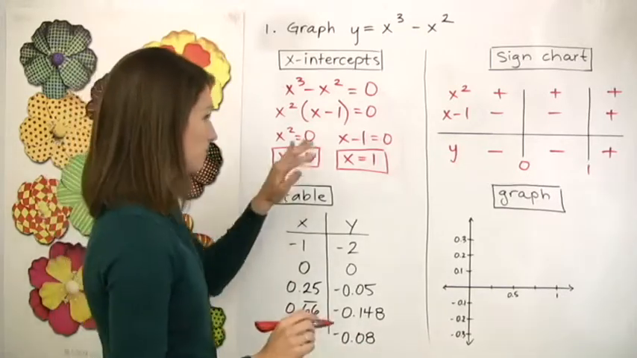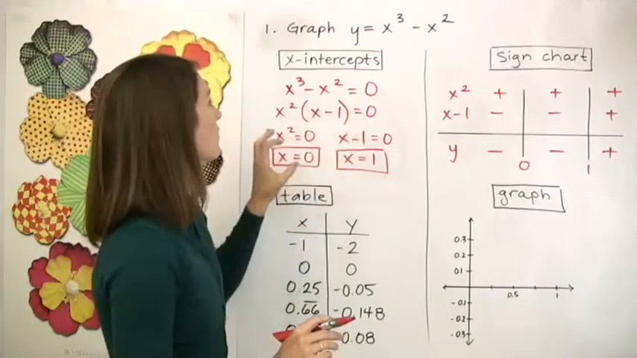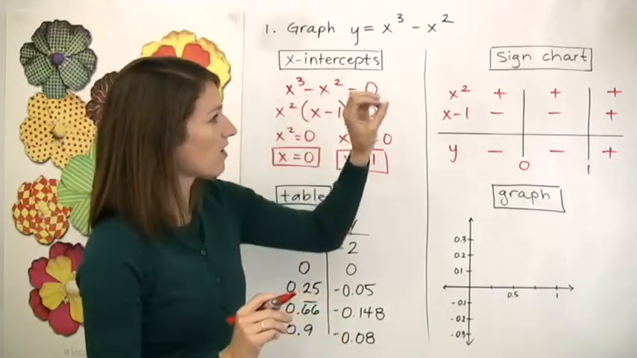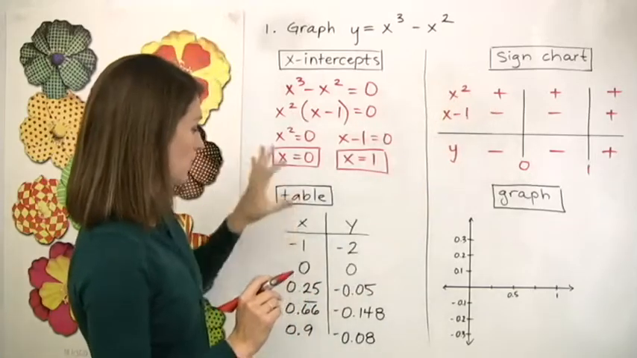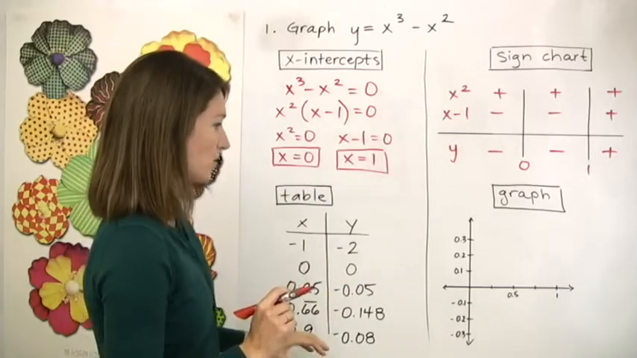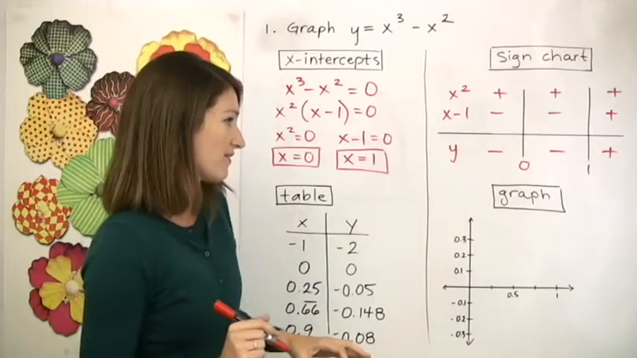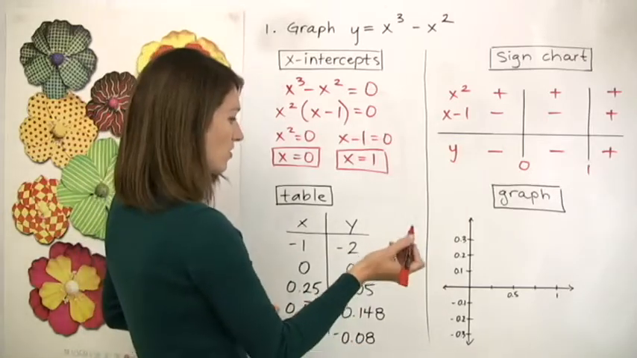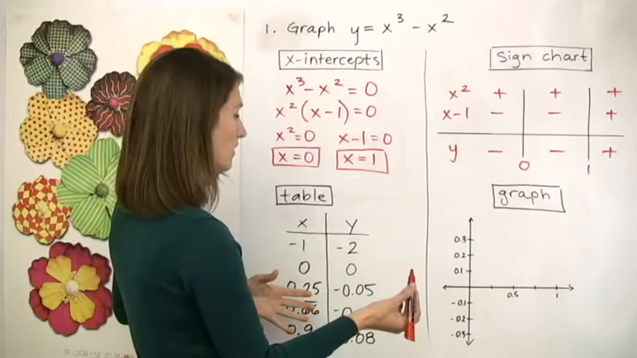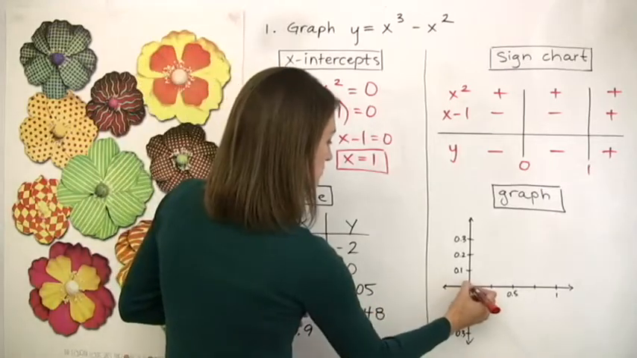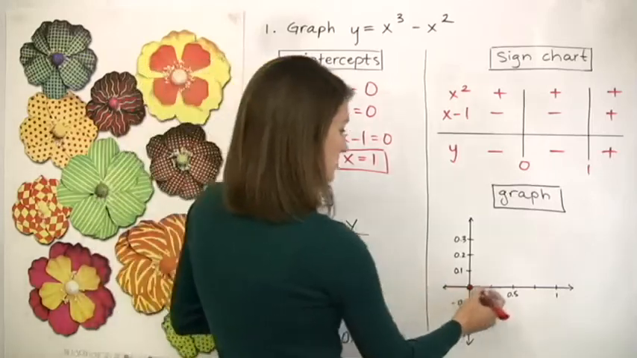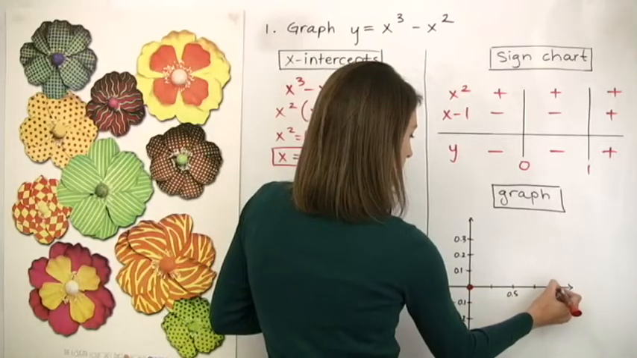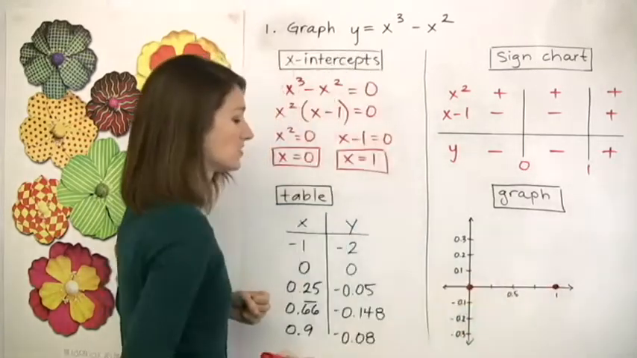So then using all of this knowledge that we've garnered, we have our x-intercepts, we have our positive and negative values for y from our sign chart, we have a few other ordered pairs from our table, so we can go ahead and graph. So we know that our graph is going to cross at a few points. It's going to cross at 0, 0, and then it's going to cross at 1, 0, because those are our x-intercepts.